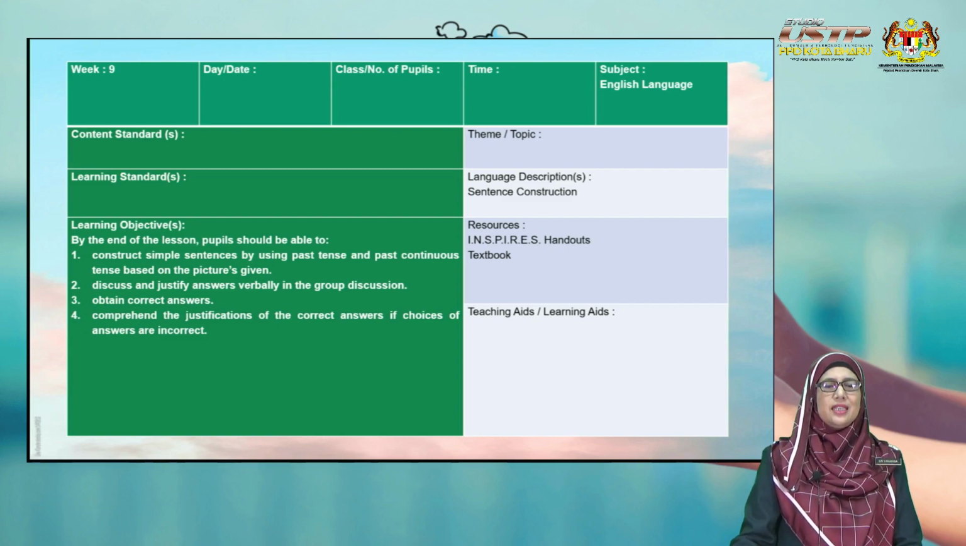2. Discuss and justify answers verbally in the group discussion. 3. Obtain correct answers. And number 4, comprehend the justifications of the correct answers if choices of answers are incorrect. As you can see here, the resources we are going to use are Inspires handouts and the textbook.